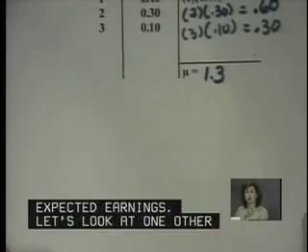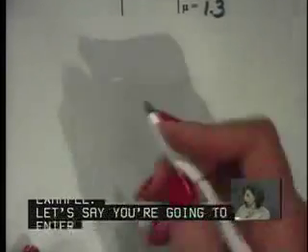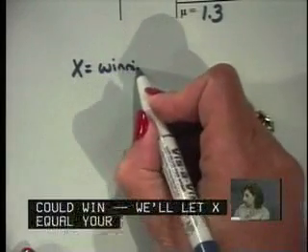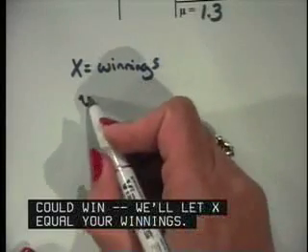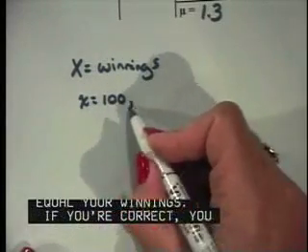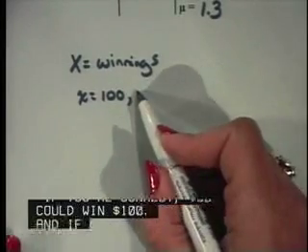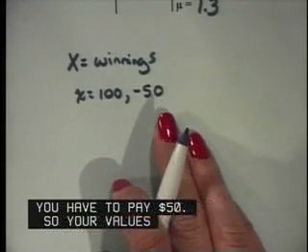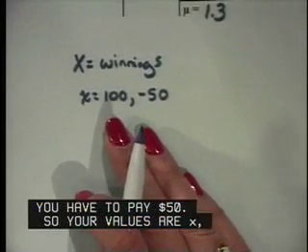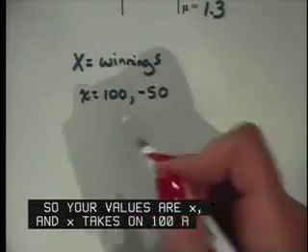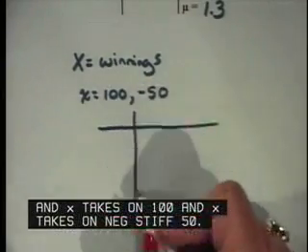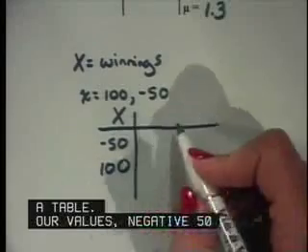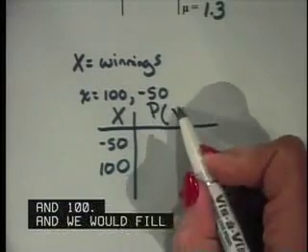Let's say you're going to enter some sort of a gambling part, and you could win. We'll let x equal your winnings. If you're correct, you could win $100, and if you're incorrect, you have to pay $50. So your values are x, and x takes on 100, and x takes on negative 50. So again, we would make a table. Our values, negative 50 and 100, and we would fill in the probabilities.